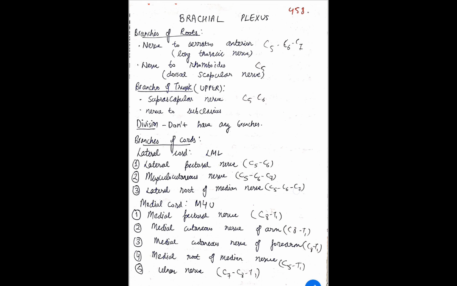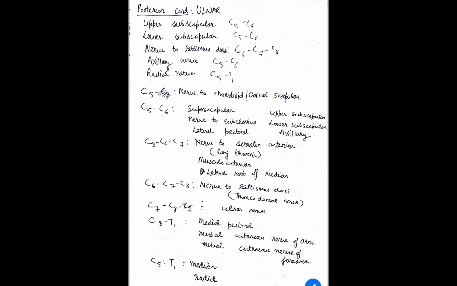Then from the medial cord, we have five branches, and the mnemonic is M for U. M for U means medial pectoral nerve, medial cutaneous nerve of arm, medial cutaneous nerve of forearm, medial root of median nerve, and medially which nerve we will be having? Ulnar nerve. Medial pectoral, medial cutaneous arm, medial cutaneous forearm, medial root of median nerve and the ulnar nerve.